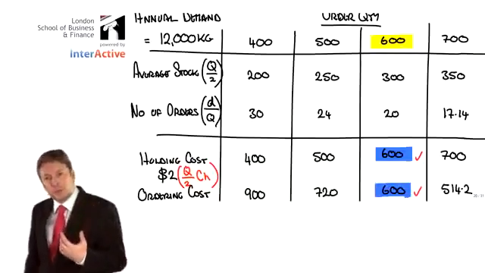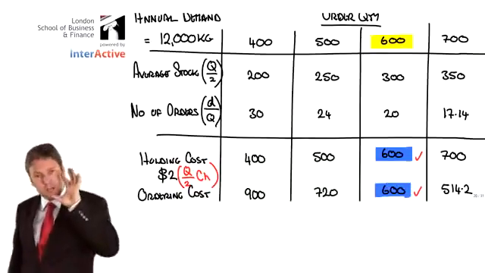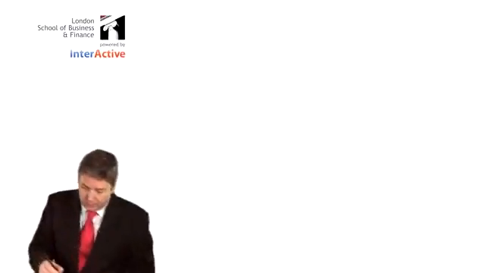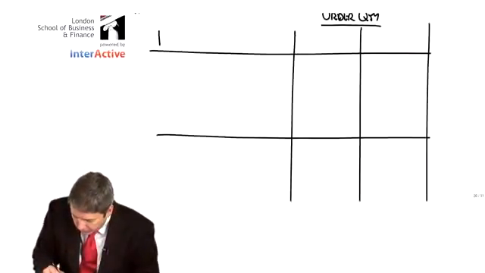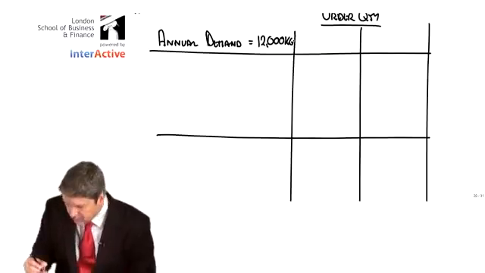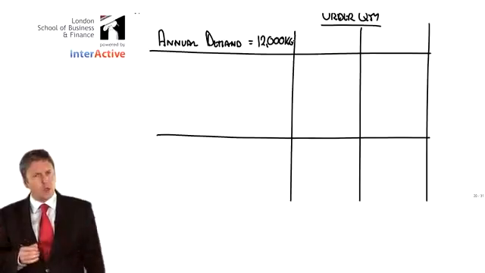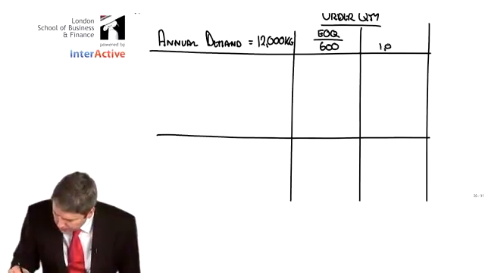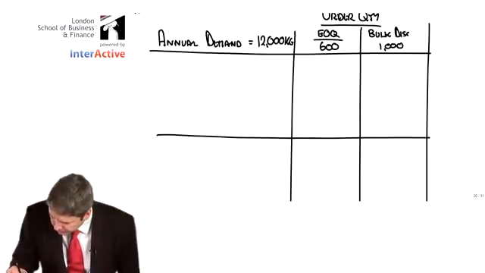Let's prepare the pro forma again, and this time try and understand precisely what's going in where. Well, okay, we've got our pro forma. We know that annual demand equals 12,000 kilos. And the two order quantities we could have are either 600, because remember that was the EOQ, or 1,000, because that was the point of bulk discount.